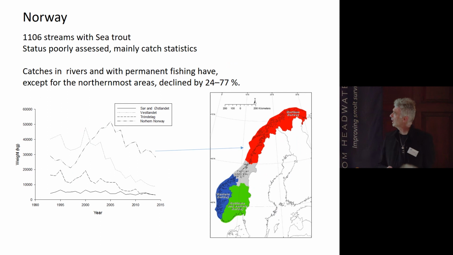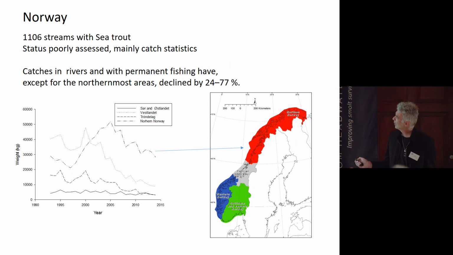Norway, unfortunately, has very, very little assessment going on, and they started much later than we have. They have approximately more than 1,100 streams with sea trout, so maybe they have so many that they think it would be enough. But unfortunately, the catches have really declined. In the rivers with permanent fishing, there has been a decline by almost up to 3/4 in some areas. So that's a big concern as well.